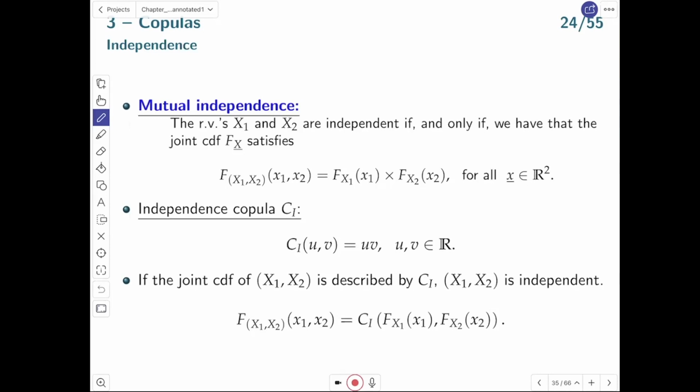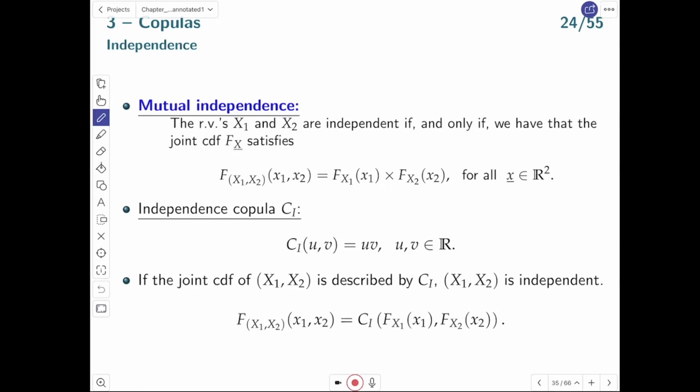So we now know a bit what a copula is and how we can use a copula from a very technical, theoretical point of view. Let me show you some special copulas.